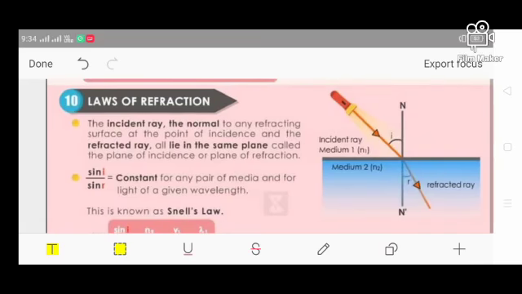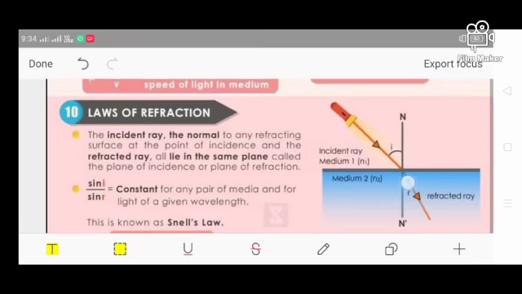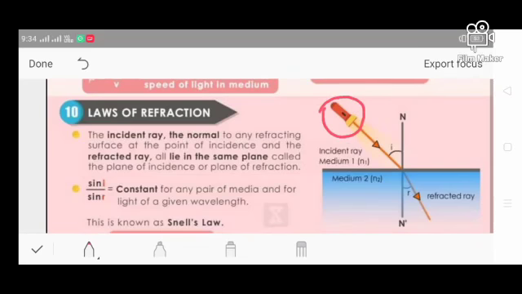The first law states that the incident ray, the normal to the refracting surface at the point of incidence, and the refracted ray all lie in the same plane, called the plane of incidence or the plane of refraction. What is the incident ray? Suppose the torch is emitting some rays, so that is called the incident ray. The normal is the perpendicular line present at the refracting surface. That means it is always perpendicular to the surface of refraction.